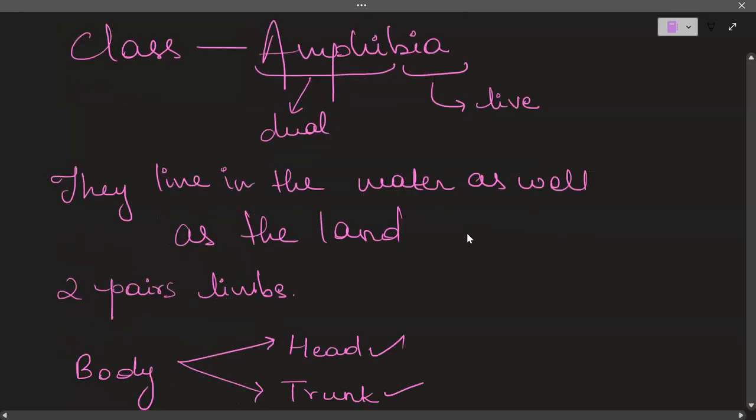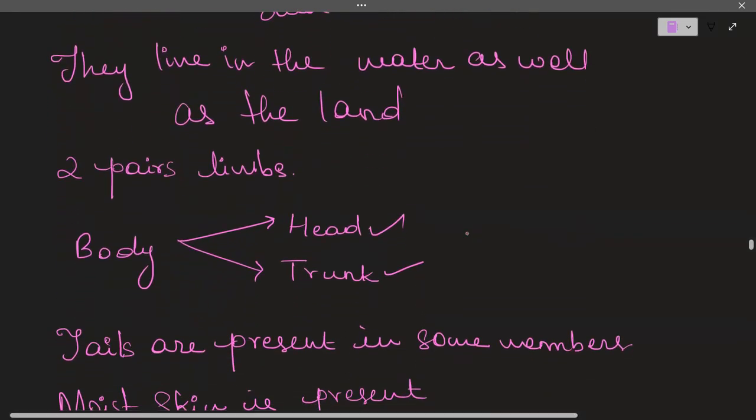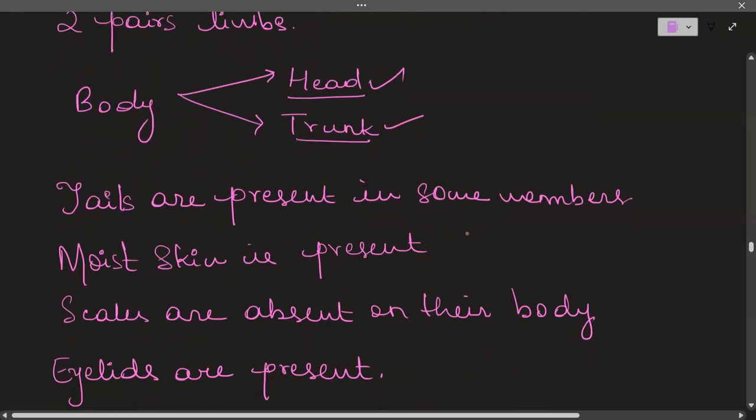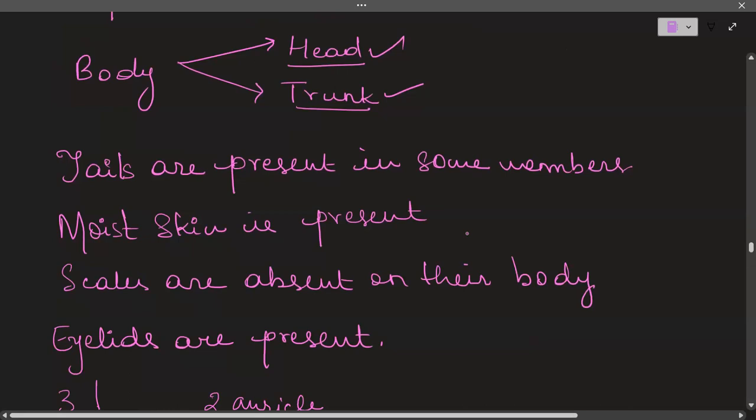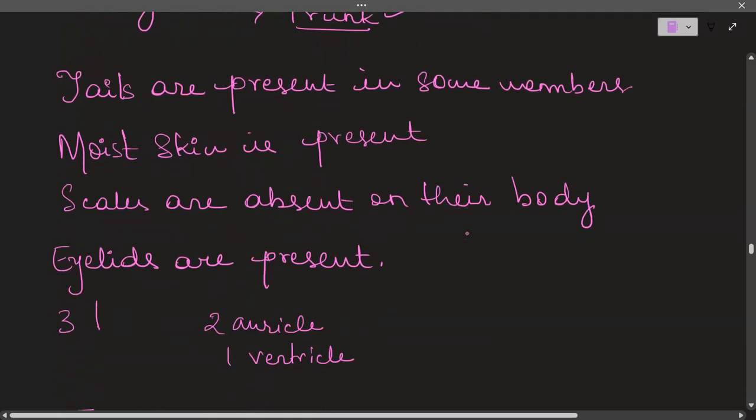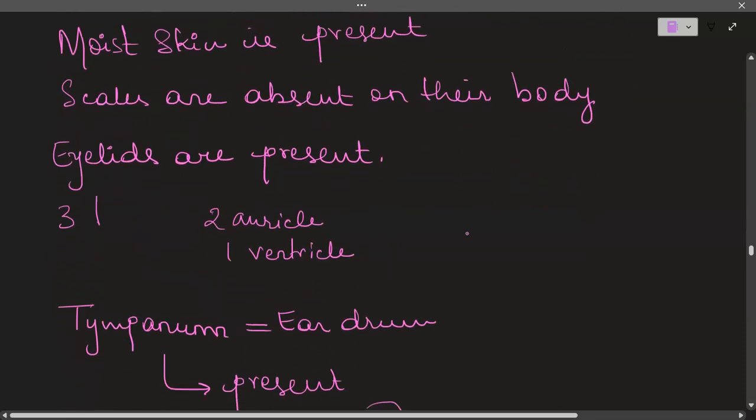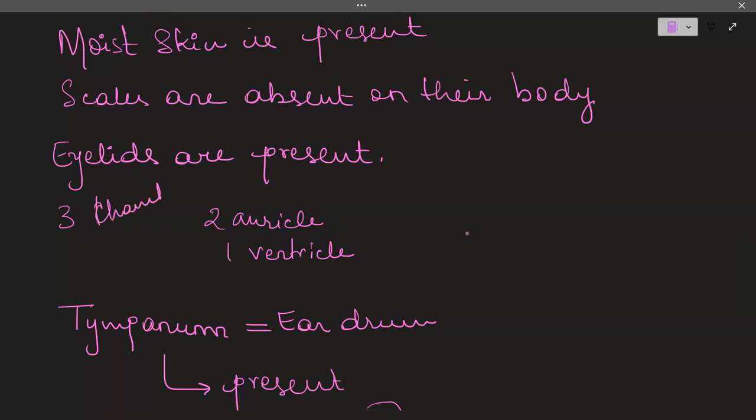They have two pairs of limbs and their body is divisible into head and trunk. Tails are present in some members. Now, their skin is very moist. Scales are not present and their eyelids are present. They have three chambered hearts, in which two chambers are for auricle and one is the ventricle.